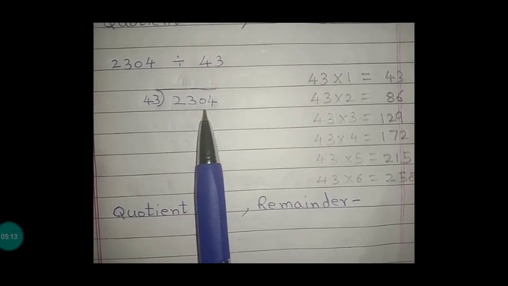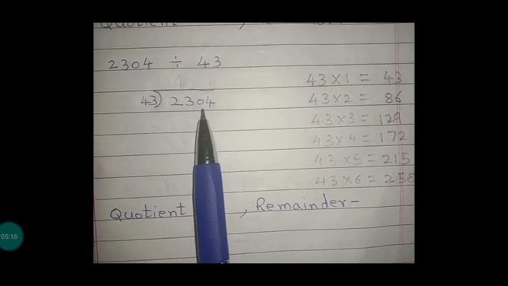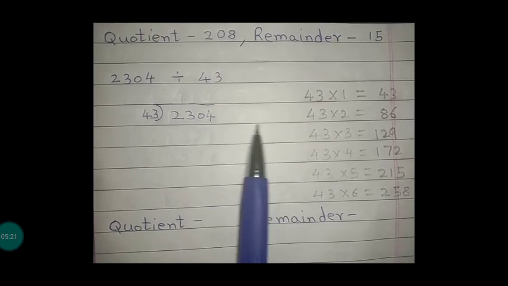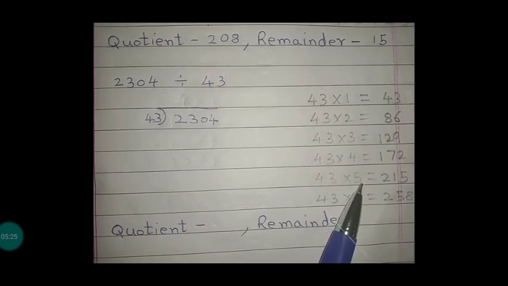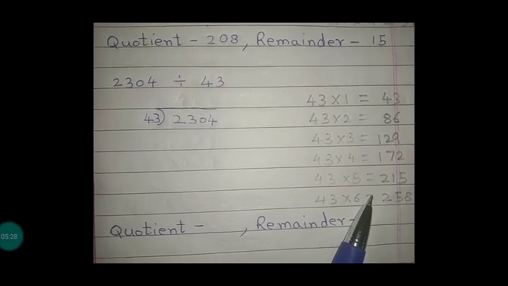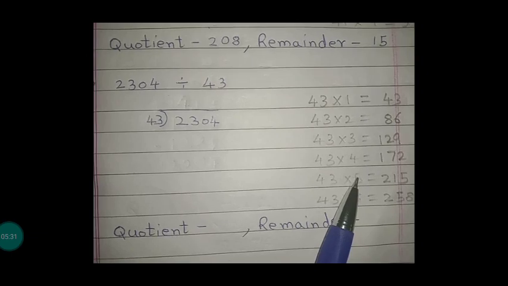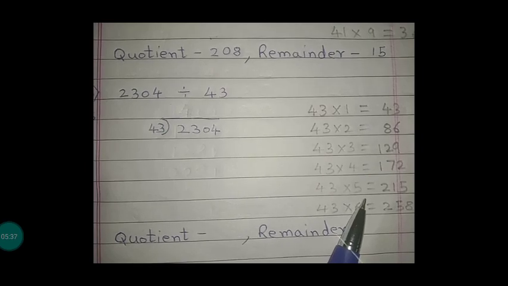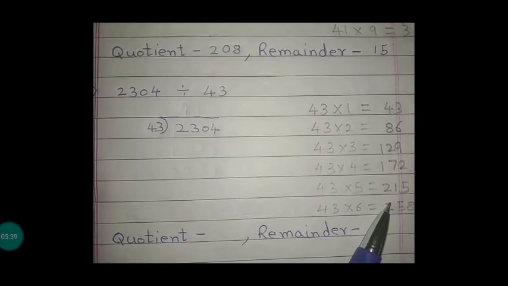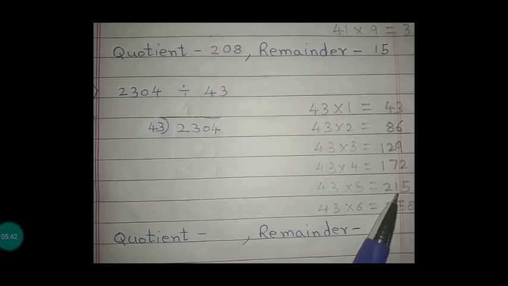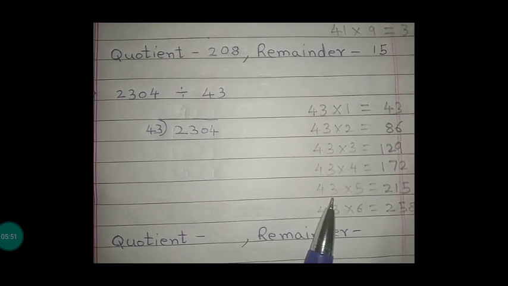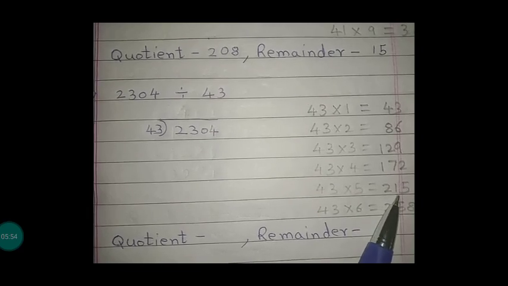So first I will take the first three digits, that is 2, 3 and 0, that is 230, and check whether this number is coming in this table. If you check in this table, 230 is not a multiple of 43, and so we will find a number which is just smaller than 230 in this table. So you will find 215 is the number just smaller than 230. That is 43 5s are 215.